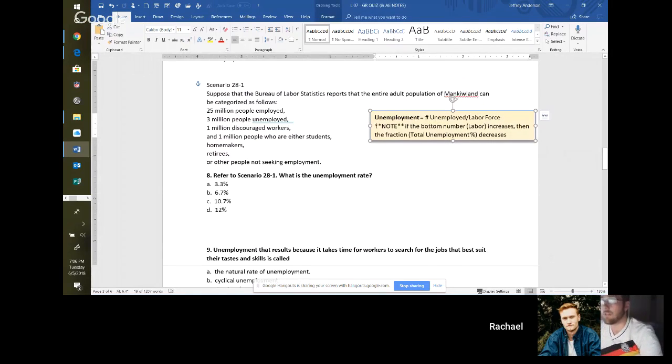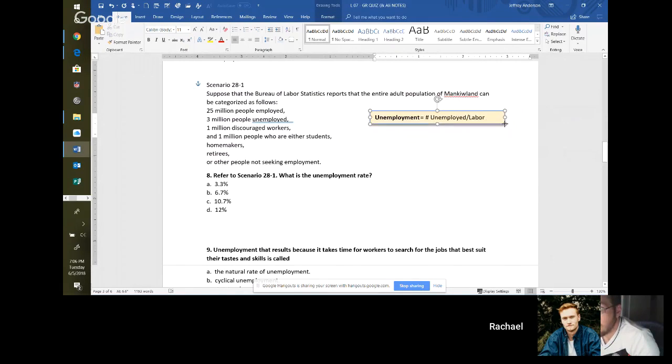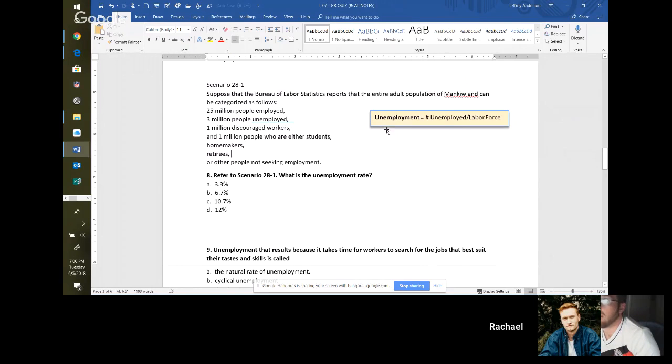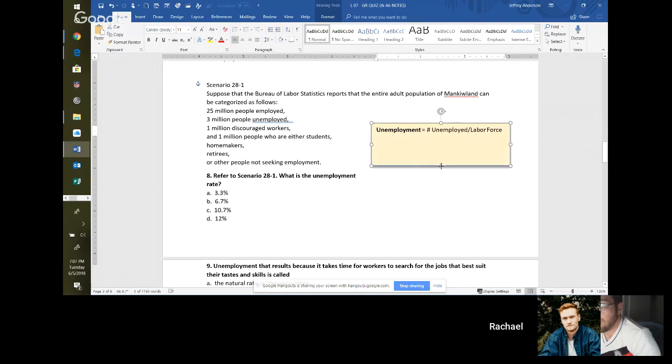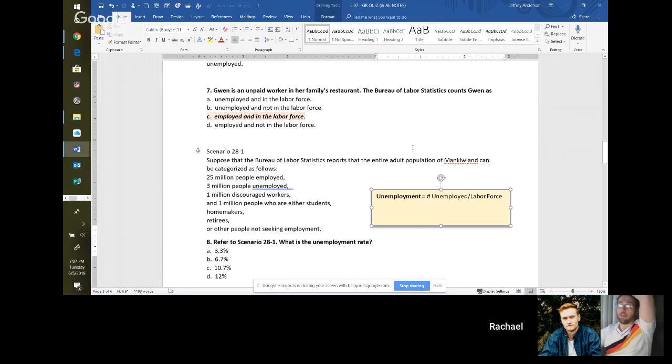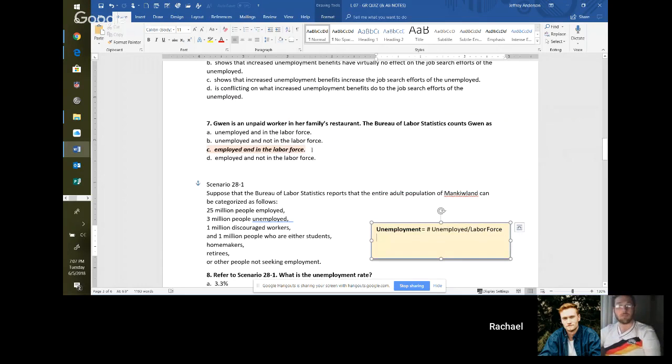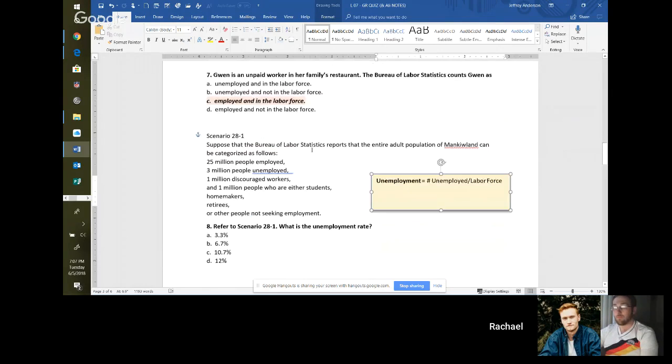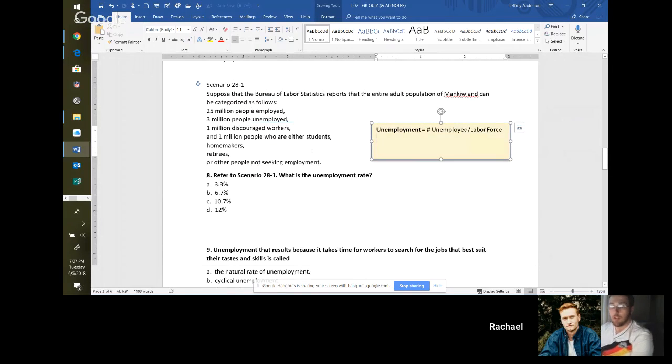Let's see. Here we go. Unpaid family workers is employed. Yeah. So she would be employed and in the workforce. Okay. That's what I got. Okay. Cool. But see, when you question me on those kinds of things, that's good because I'd rather do that while we can verify than when I'm taking an exam and going, oh, dang it.